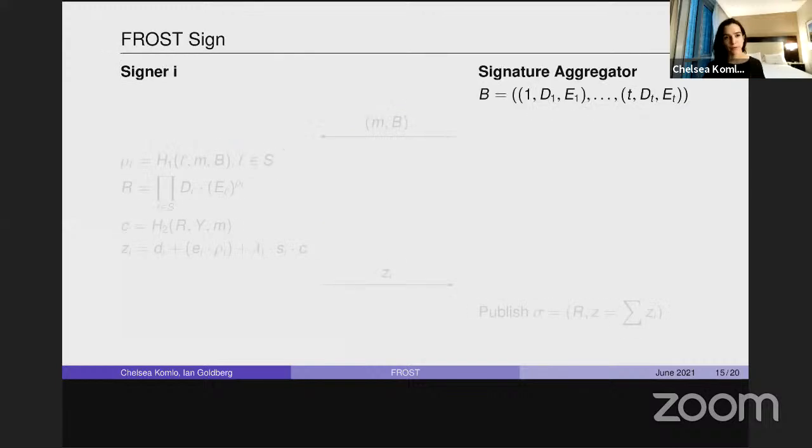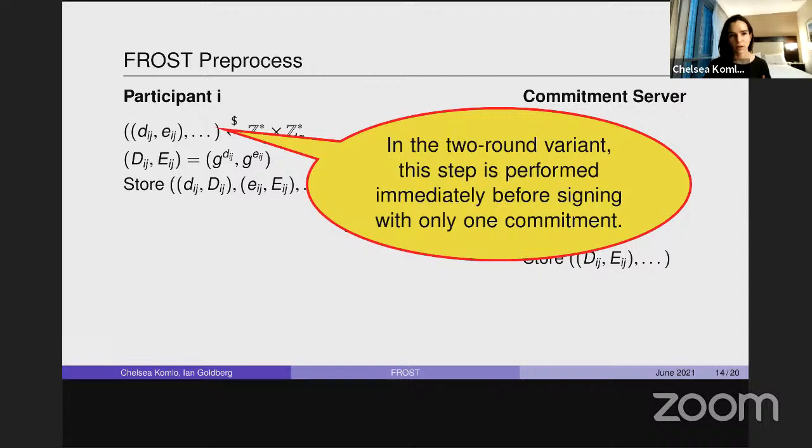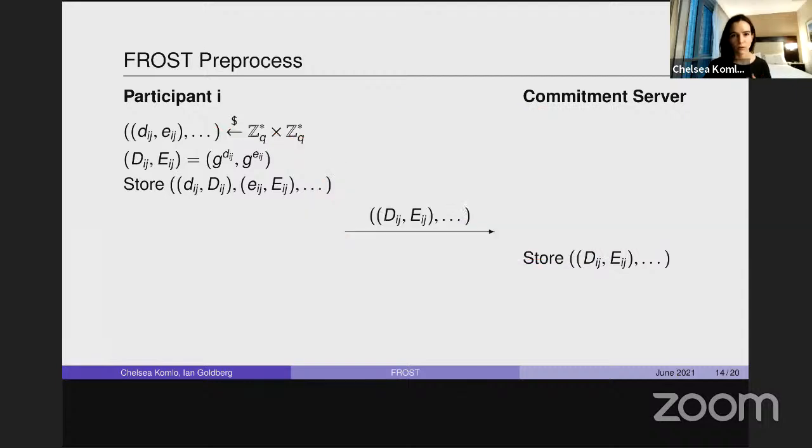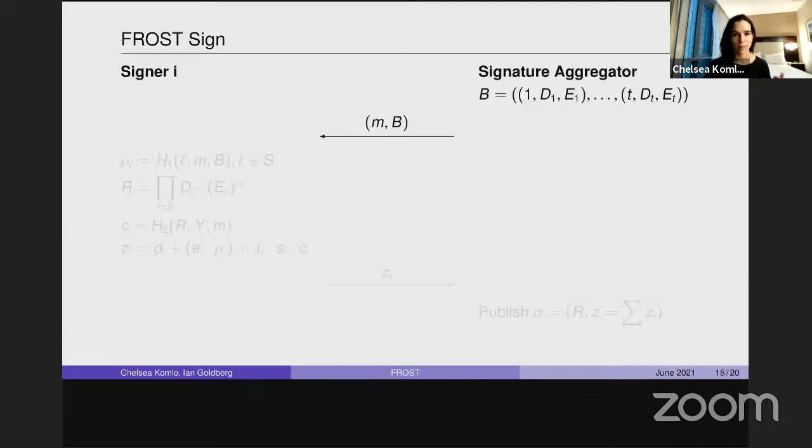Okay, and then for the second round of FROST, you begin with this notion of a signature aggregator, and all they do is select which participants will be performing signing. This might also be predetermined by the implementation. They collect all of the commitments for all the signers for that signing round, and then they send the message and this B value to everyone.